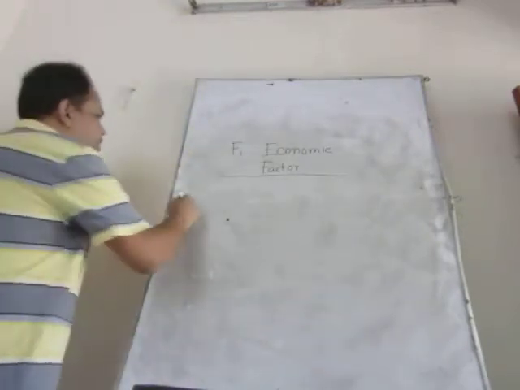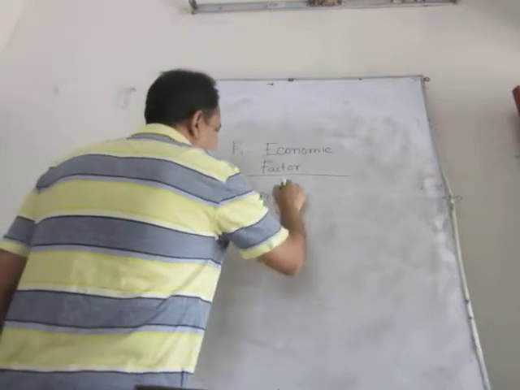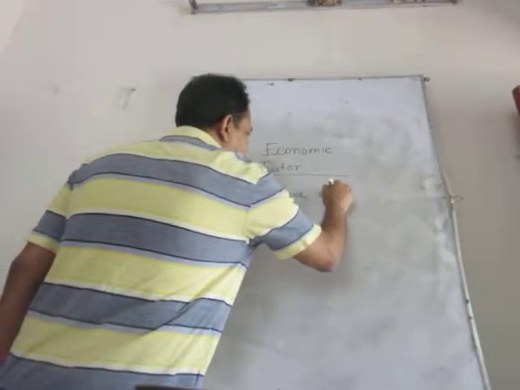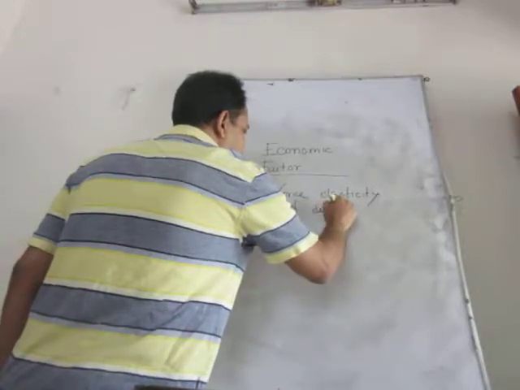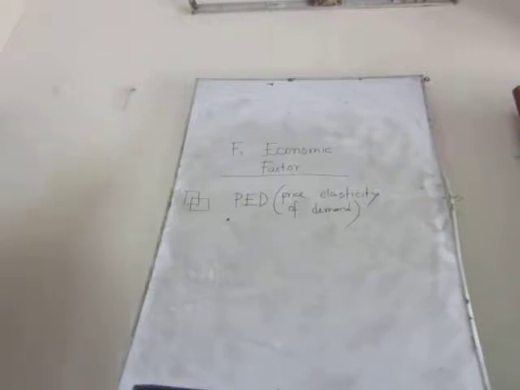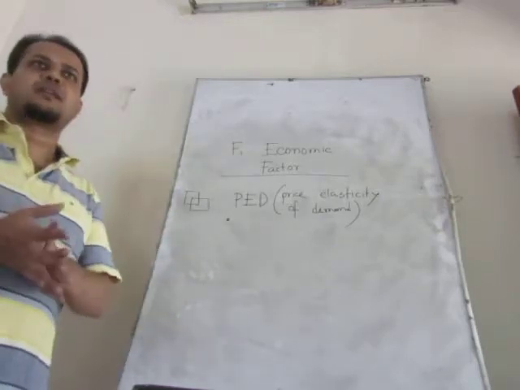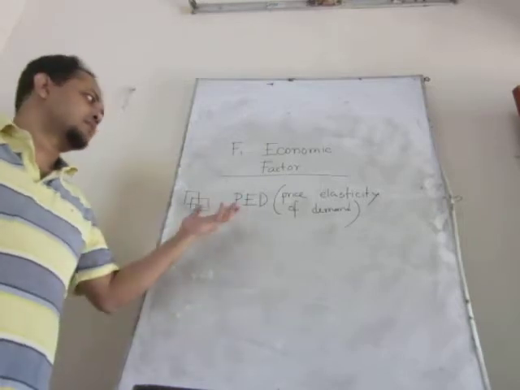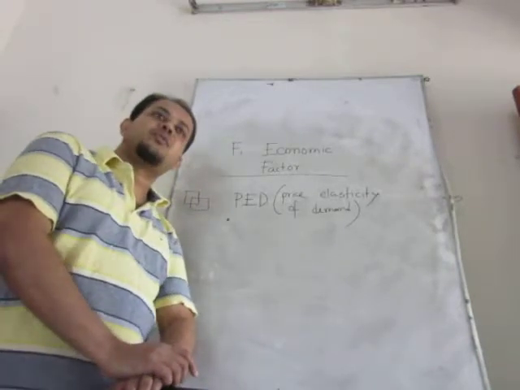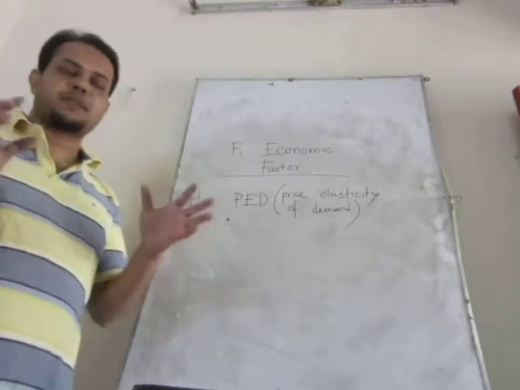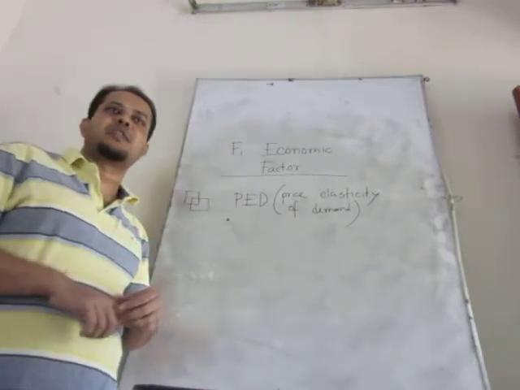Now we'll discuss another important thing, that is PED, which is called price elasticity of demand. Price elasticity of demand. What do you mean by this PED? We have already discussed that there is a relationship between price and the quantity demanded, and normally that is inversely related. So why is PED required? Now we need to know how much, or to what extent, the demand of a specific product or service is responsive to price changes.